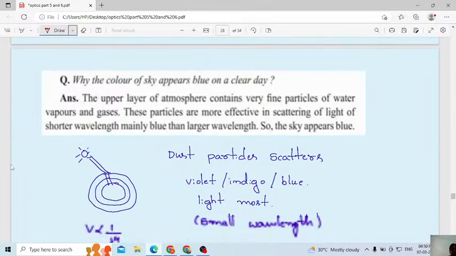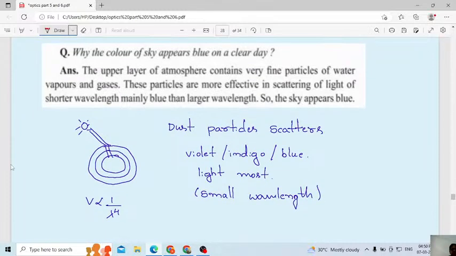Next one, why does the color of the sky appear blue on a clear day? You can observe why the sky appears only blue, not like other colors. Normally in VIBGYOR we have seven different colors. Why does the sky appear only blue? Why does it not appear any other color? What is the reason? Let us discuss here.